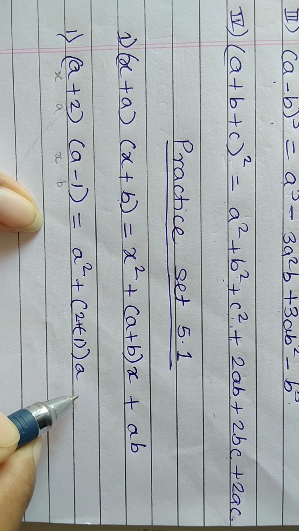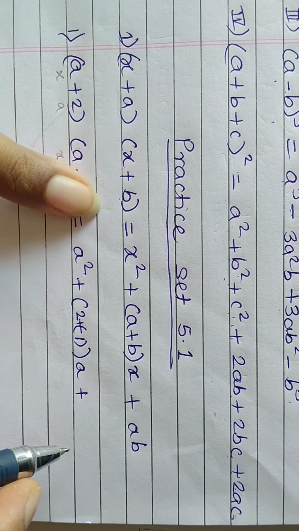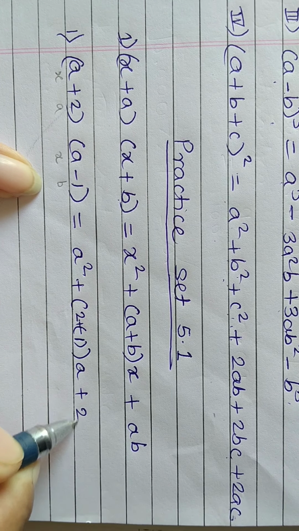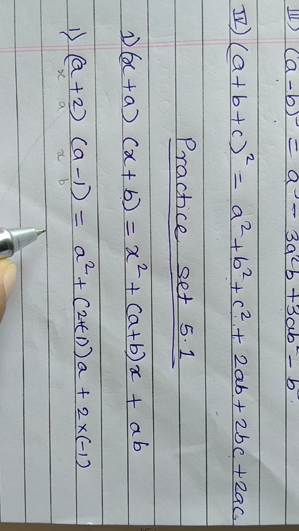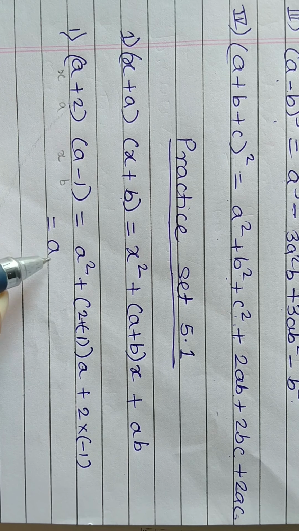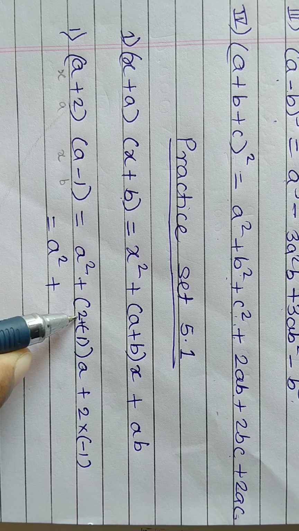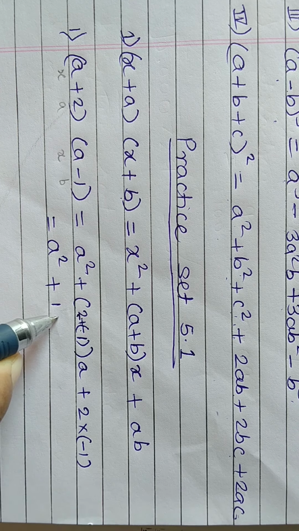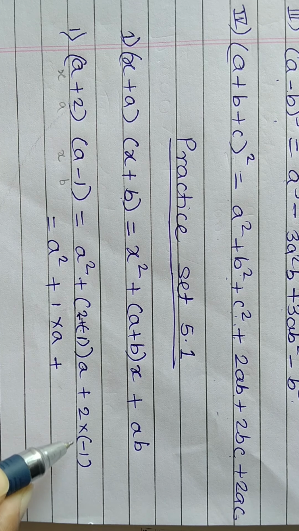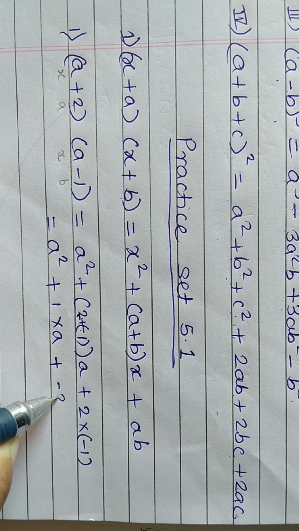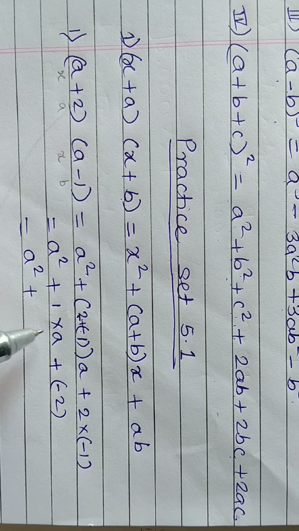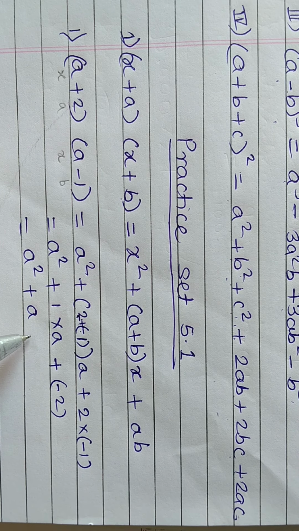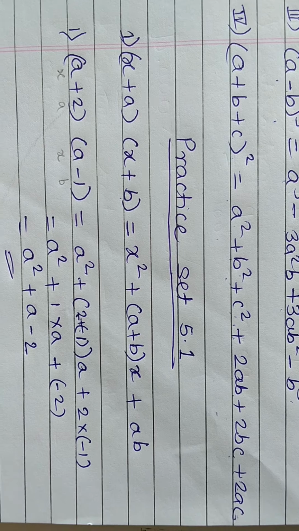Into x, plus a into b means, see, your second terms are there, 2 multiplied by −1. Now solve this. First term square plus, now here 2 plus −1 is 1, into x, plus 2 into −1 is −2. So x² + x − 2. This is the answer.